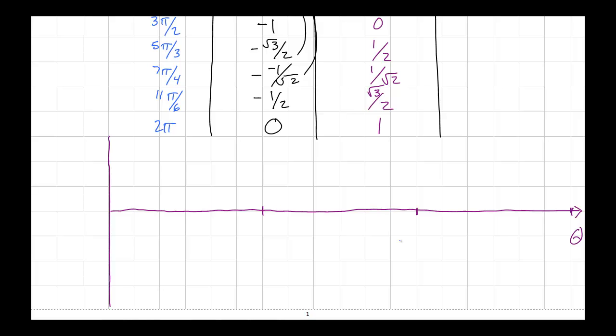Make it nice and long, about the width of your page. Make your y-axis about 8 lines tall. This is going to be y. Let's make 3 lines here, and we'll make that 1 and negative 1 over here at 3 lines down.